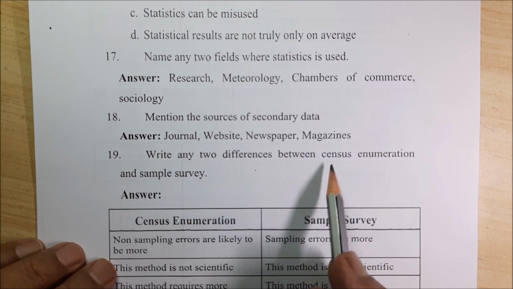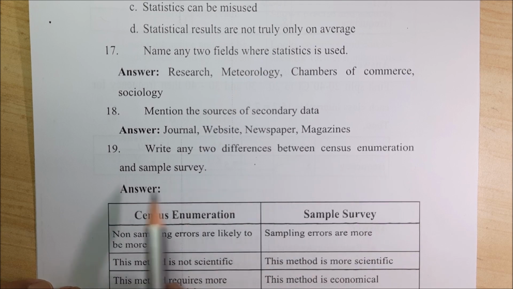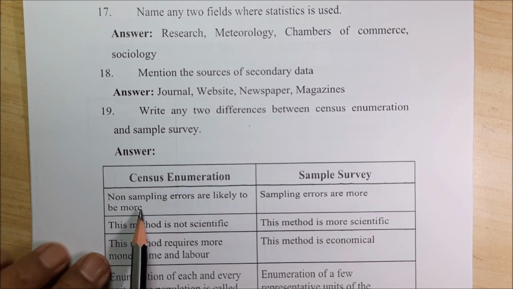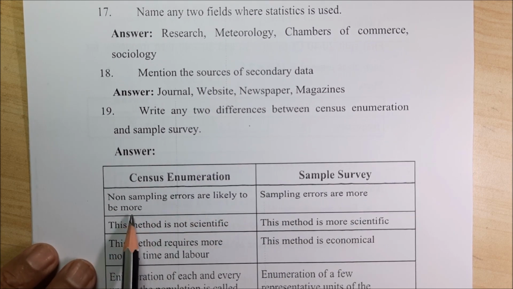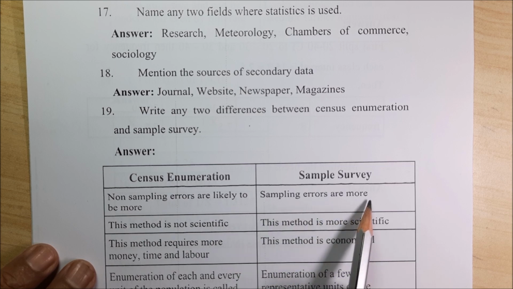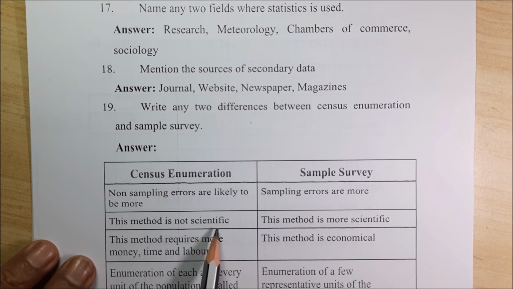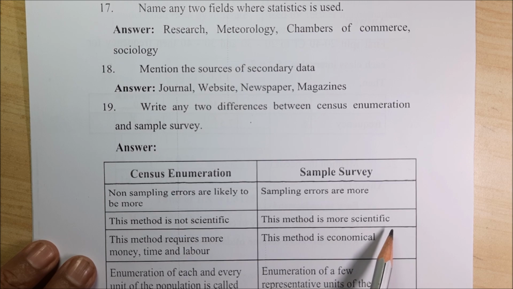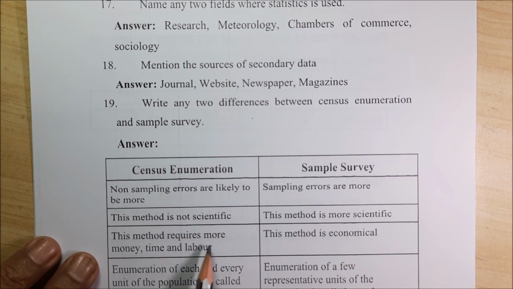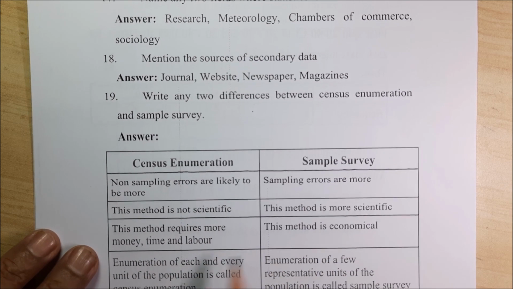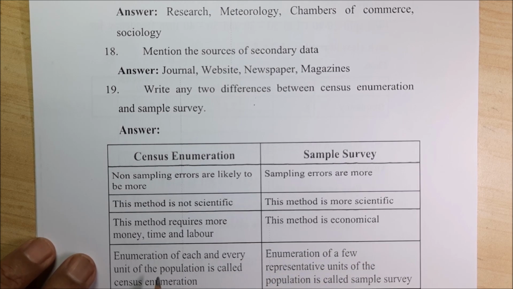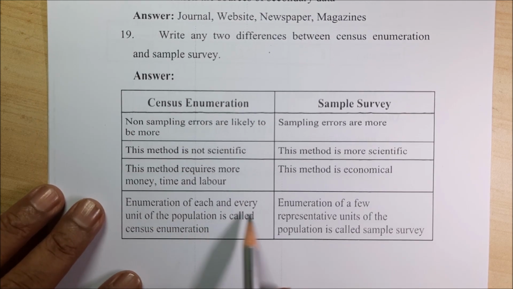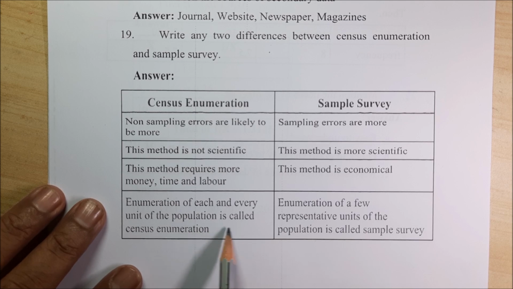Write any two differences between census enumeration and sample survey. Non-sampling errors are likely to be more. Sampling errors are more. The method is not scientific. This method is more scientific. The method requires more money, time, labor. This method is economical.